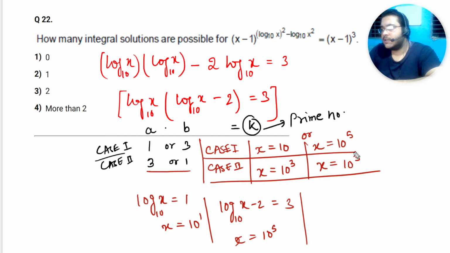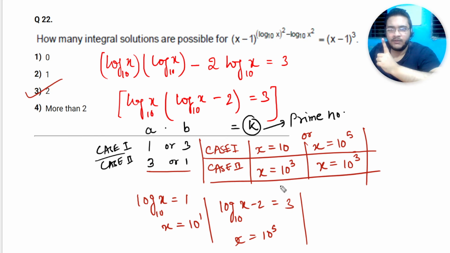Now there is an ambiguity. Some of the students ask, sir, isn't there x equal to 10, x equal to 10 to the 5, x equal to 10 to the 3? Shouldn't the answer be more than 2, right? No, the answer has to be 2 only, because in one of the cases you're only getting 1 value, but in the other case you're getting 2 values. So the maximum number of integer values for x is 2.